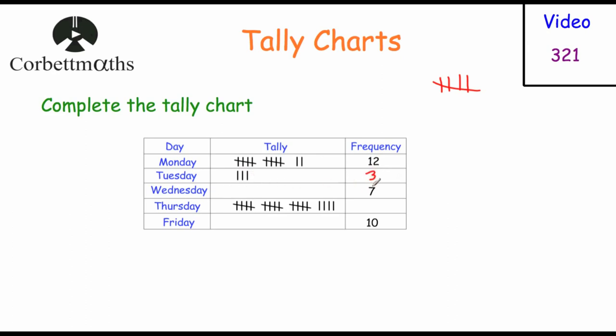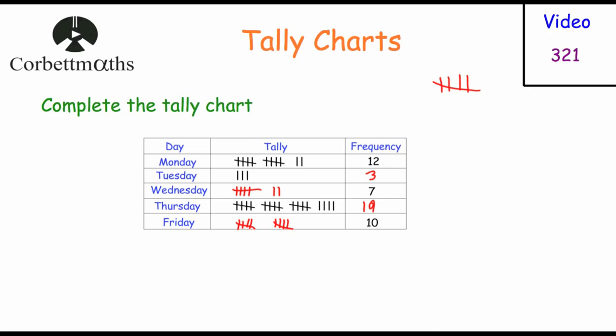On Wednesday, the frequency is 7. So we need to do 7. That'll be 1, 2, 3, 4, 5, and then we've got 2 more, 6, 7. On Thursday, let's count up in fives, 5, 10, 15, and then another 4, that's going to be 19 people on Thursday. And finally, Friday, there's 10, so that's going to be 1, 2, 3, 4, 5, 1, 2, 3, 4, 5, and that's it. If you want to revise tally charts, it is video 321 on Corbettmaths.